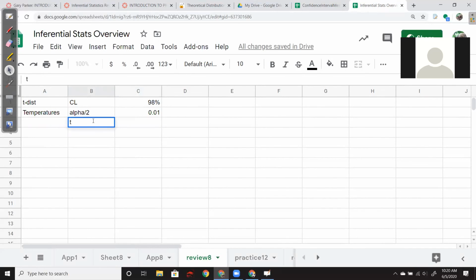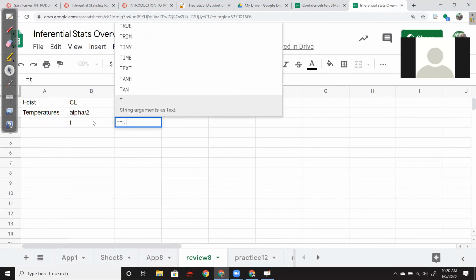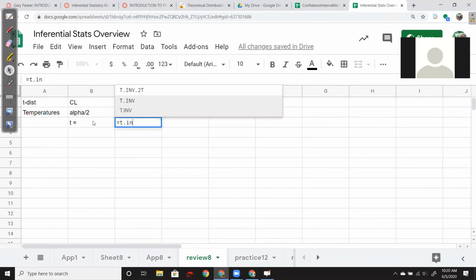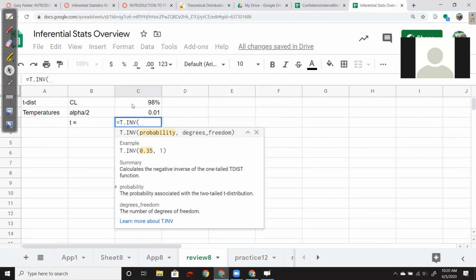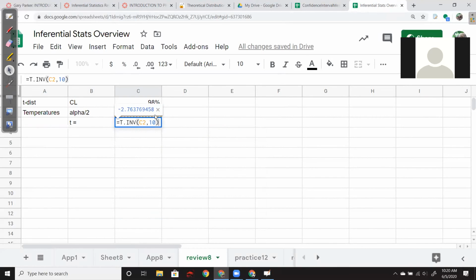And so then the t-score that goes with that comes from using the t inverse. So t.inv, yep. And then tail probability, and then degrees of freedom 10. And it's going to give me negative 2.764-ish. I just ignore the negative or go in there and get rid of it by making it a double negative. So that was the t-score that StatKey gave me also.